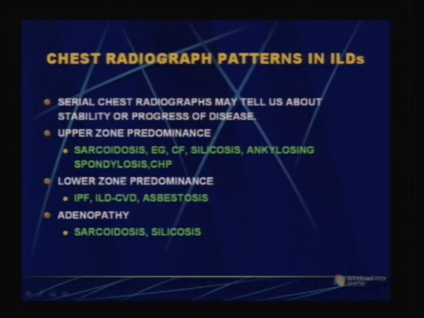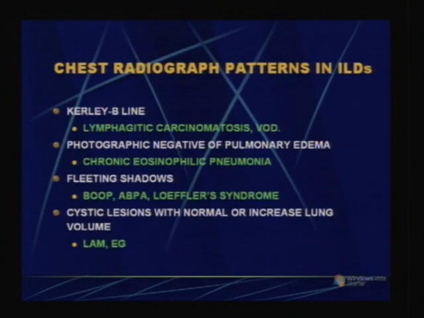Now you can see if on an X-ray the disease is mainly involving the upper zones, then it may be associated with sarcoidosis, eosinophilic granuloma, cystic fibrosis, silicosis, ankylosing spondylitis. On the other hand, a disease which is predominantly involving the lower zones, the peripheral zones, the important differential diagnosis will be IPF, ILD associated with collagen vascular diseases and asbestosis. There are conditions which are associated with lymph nodes in the mediastinum. The important diagnoses are silicosis and sarcoidosis.